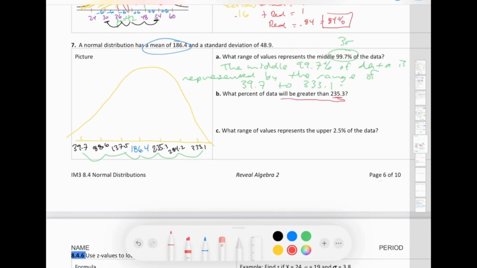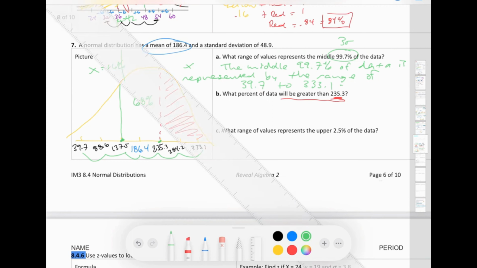What percent of data will be greater than 235.3? So they want to know the red region. And again, you can just use what we did above, but here in green, these two dots represent one standard deviation, so that's 68%. And then that's the x, that's the x. So again, you add all these up, 16% from here. Whoa, what is that thing? My ruler's attacking us, guys. Go away, go away. There. And that's 68, and then this one is 16%.